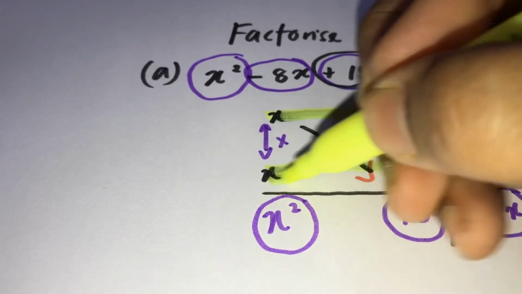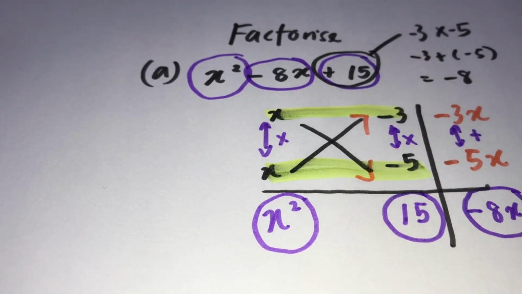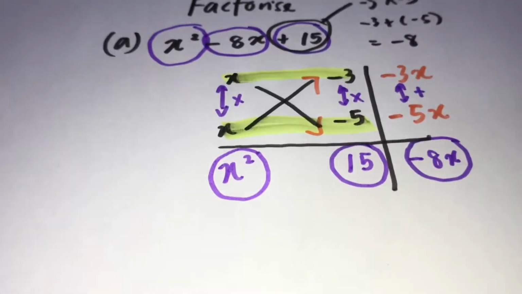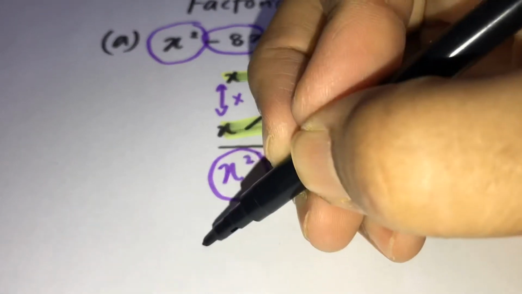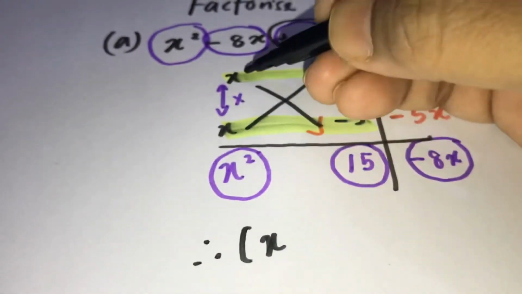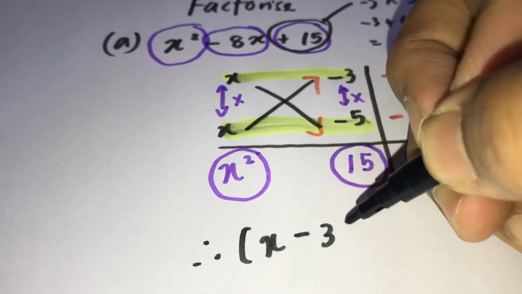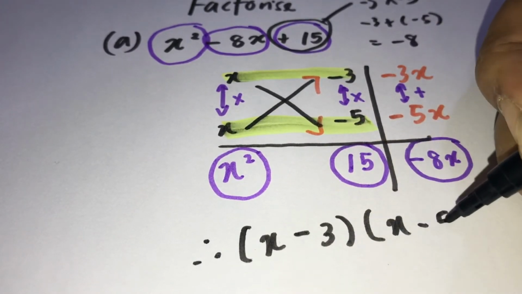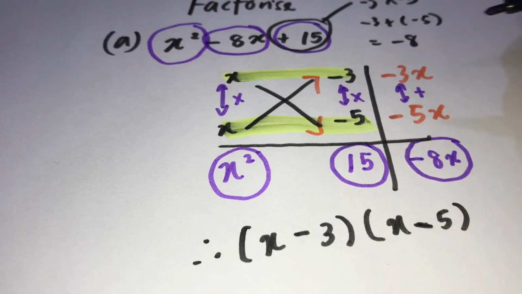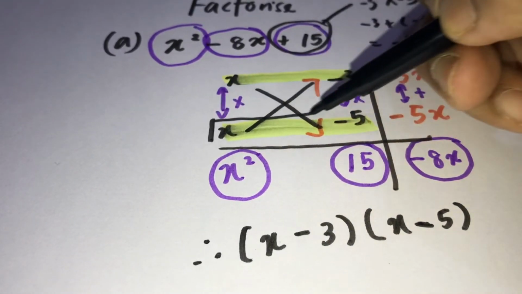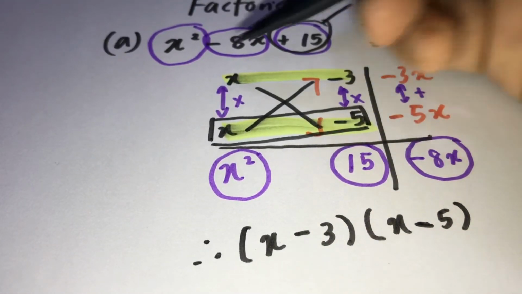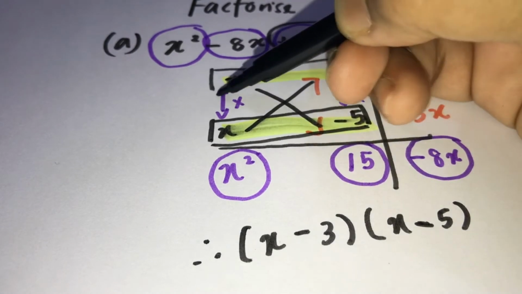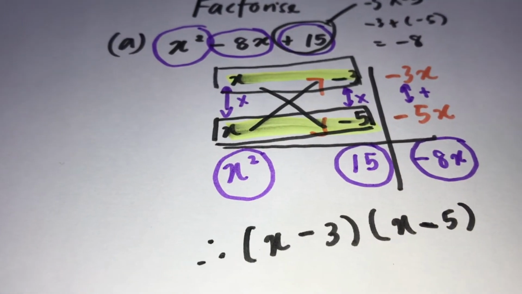X minus 5. Okay, then you just copy back the answer. So, the answer is x minus 3, x minus 5. Okay, the answer is here, this one, in the box. Okay, so finish.